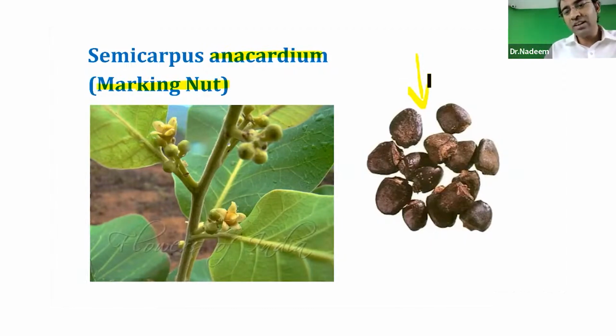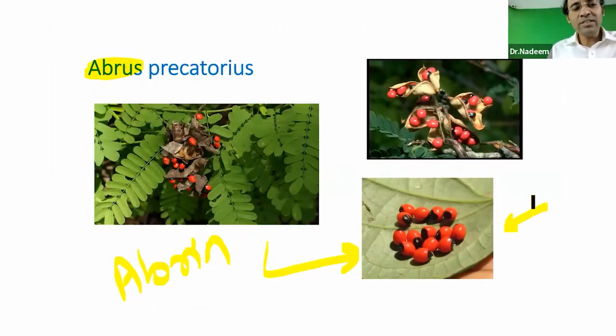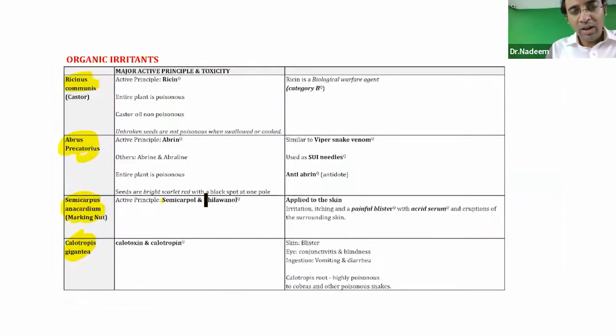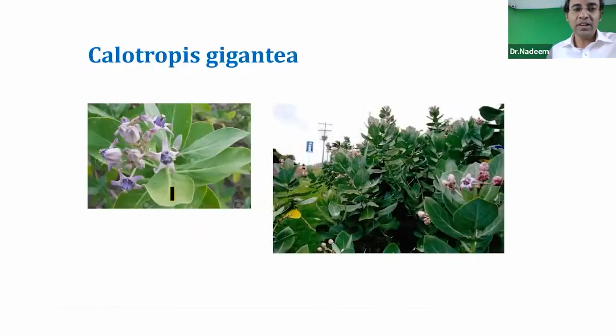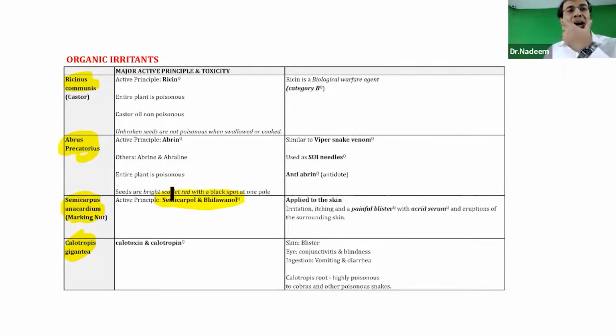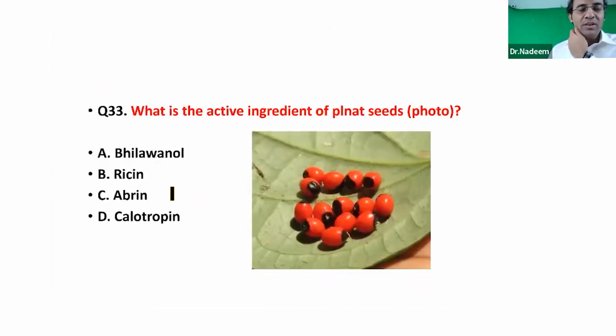See, either you will get this question or that question. In marking nut, which is the active ingredient? Semecarpol or bhilawanol. Bhilawanol. These are the active ingredients. Then Calotropis gigantea. Please understand that most of these plants are used as abortifacients, or like the sui needle and all, which we already have learned. Picture-based questions related to the active principle of these plants are very, very important.